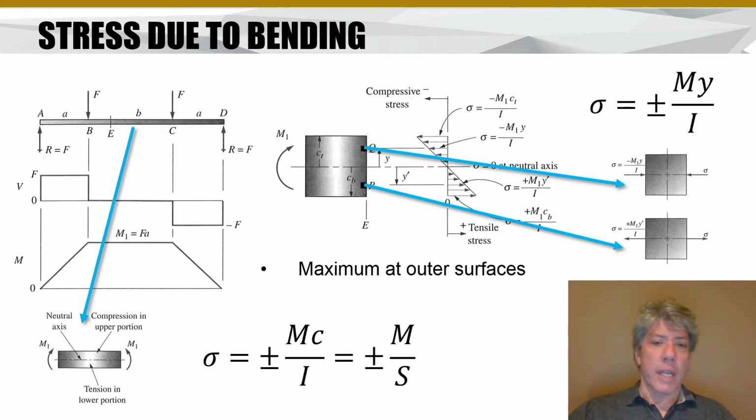A lot of times we realize that what we're really interested in is the maximum stresses, and so we make the substitution of c over I for 1 over S, or essentially the section modulus. And the whole point of this is that, if what we care about is the maximum stress, we don't really need to bother with some height. We're just interested in c, which is the maximum height away from the neutral axis. And of course, the cross-sectional property, the second moment of area, does not change, so I does not change. And it's a little bit more convenient form for calculating the maximum stresses in the material. And a lot of times what we really care about are the maximum stresses.